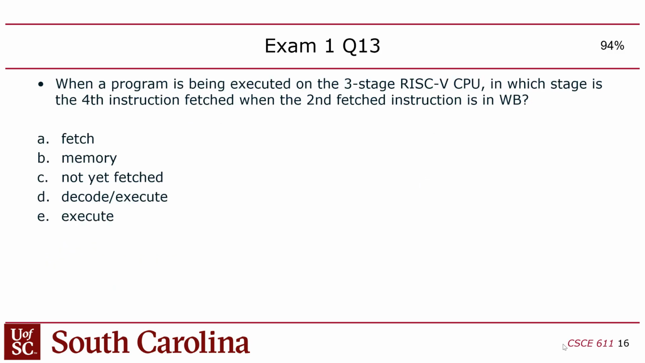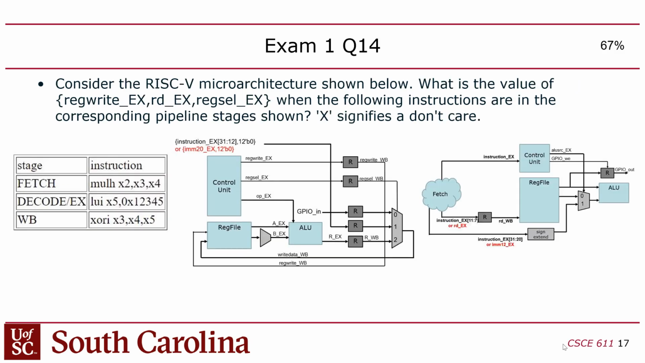Okay, when the program is being executed on a 3-stage RISC-V CPU, in which stage is the 4th instruction fetched when the 2nd fetched instruction is in write back? Okay. So the 2nd instruction is in write back. The 4th instruction fetched would be 2 cycles behind it, right? Which means fetch, right? Yep. And then the 3rd instruction fetch would be in execute. So it would be fetch.